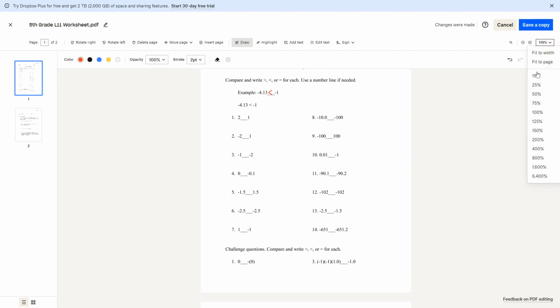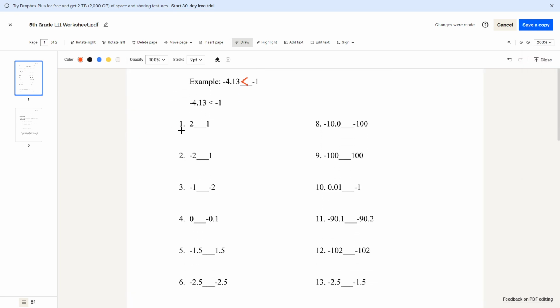Okay, let's start with the first question here. 2 and 1. 2 is greater than 1, so we'd make the open mouth of the greater than or less than symbol face towards the larger number.